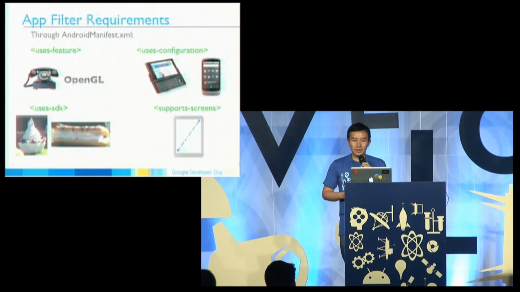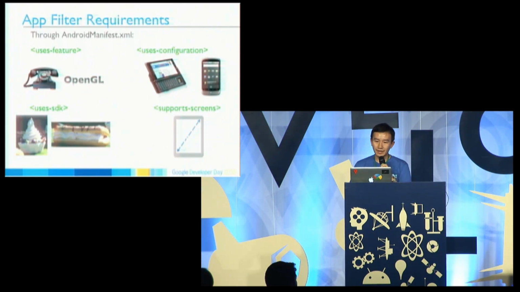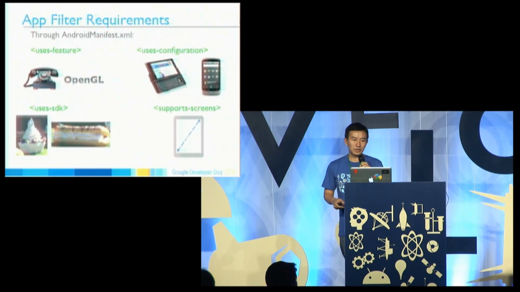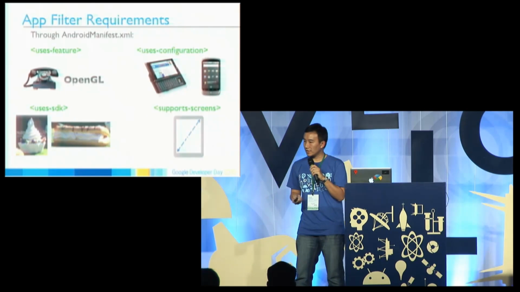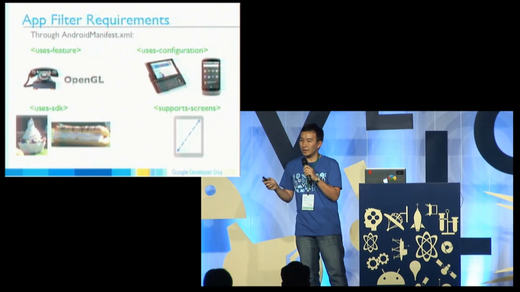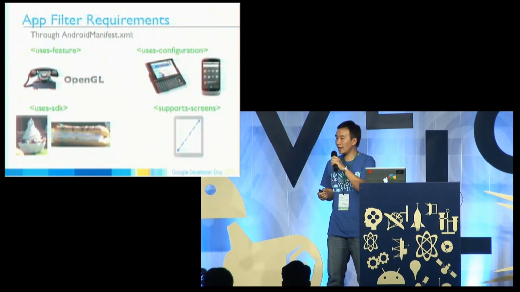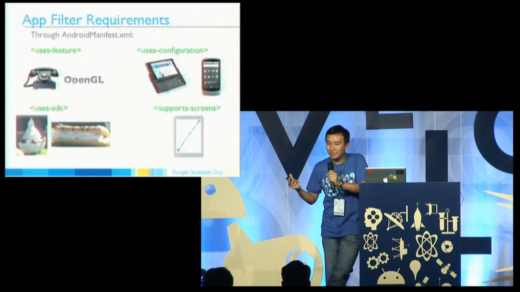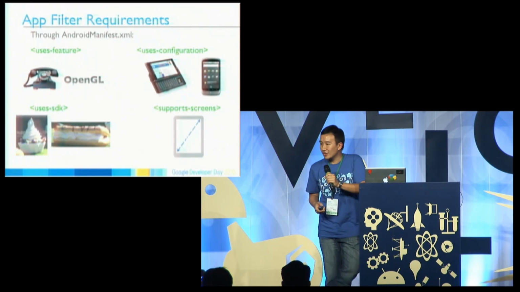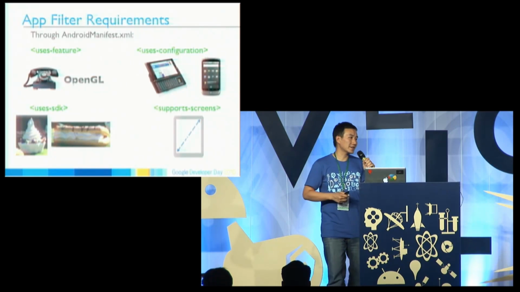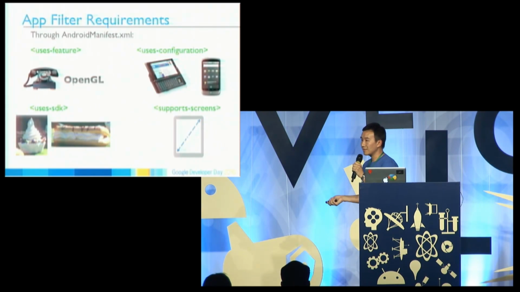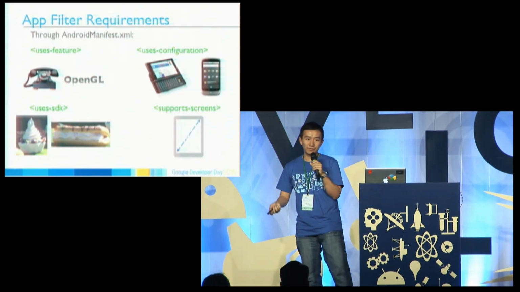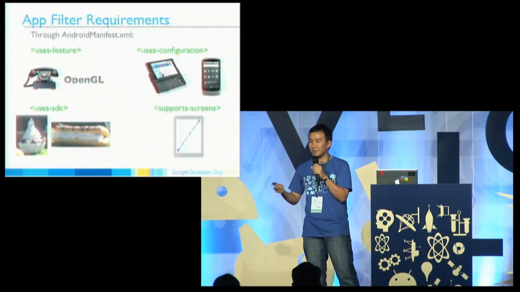So there are two sides. On the application publishing side, through the Android Manifest, you can create roughly 6 different filters, right? And I'm just calling out 4 that are relevant to this talk: uses-feature, uses-configuration, and so on. And these tags tell the system, hey, my app will require telephony features, or it does require OpenGL. Or in the case of uses-configuration, it says my app requires a physical keyboard for whatever reason. Or uses-sdk, my app requires a minimum version of the SDK, be it Froyo or Cupcake or whatever.